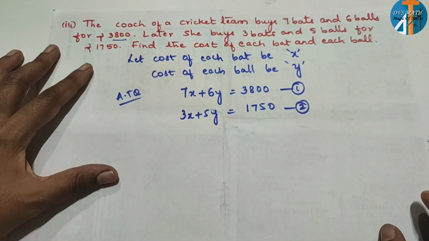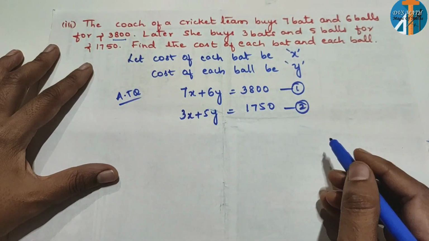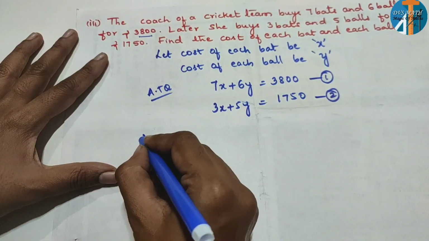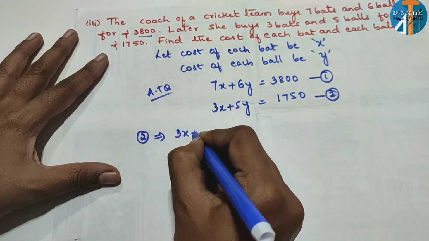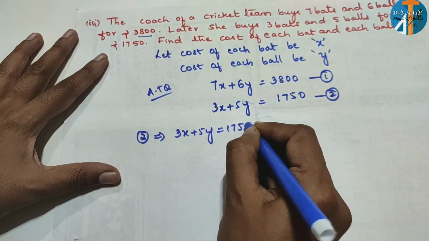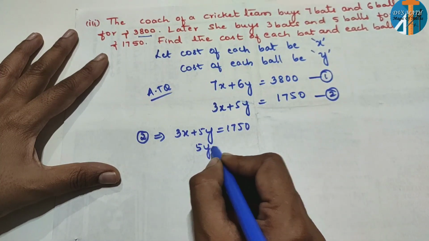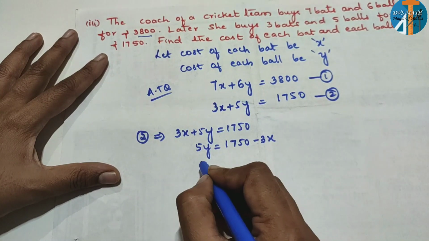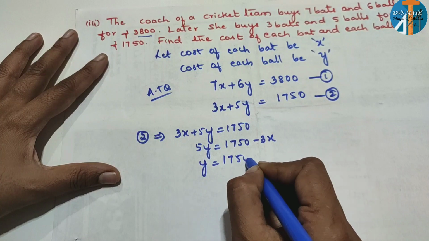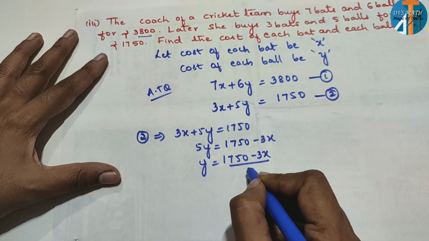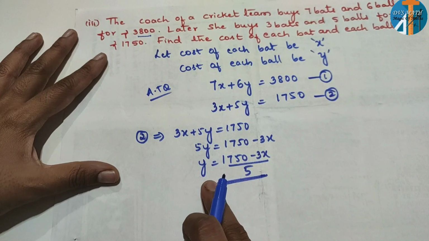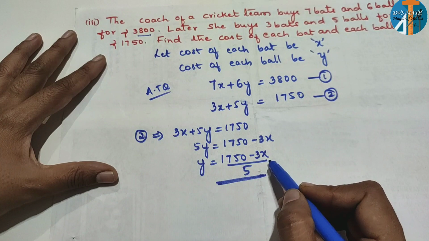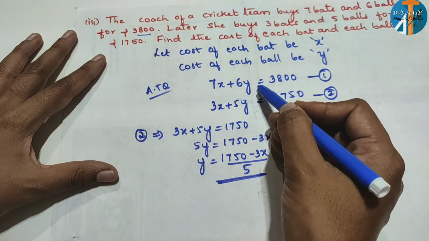Now convert any one equation in terms of x or in terms of y, then substitute in equation 1. Now let us consider the second equation. If we consider the second equation, 3x plus 5y is equal to 1,750. Let 5y be as it is. So take 3x this side. So 1,750 minus 3x. You want the value of y. So y is 1,750 minus 3x by 5. So you got one variable in terms of the other. You took y in terms of x. Now you can substitute this y in the first equation.